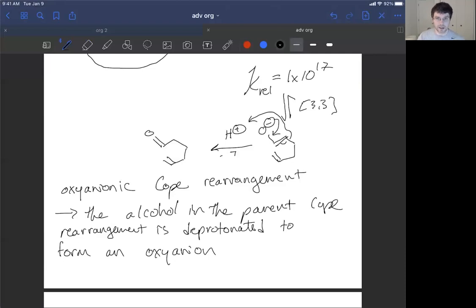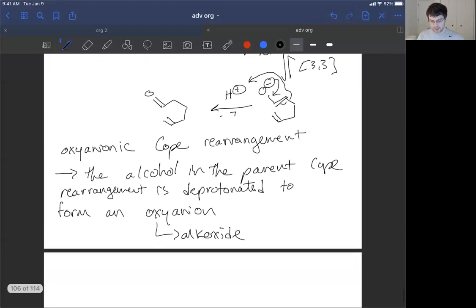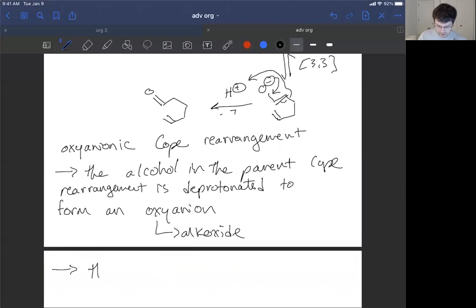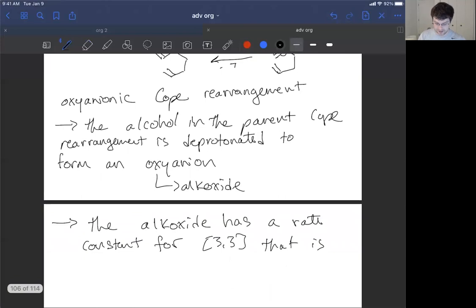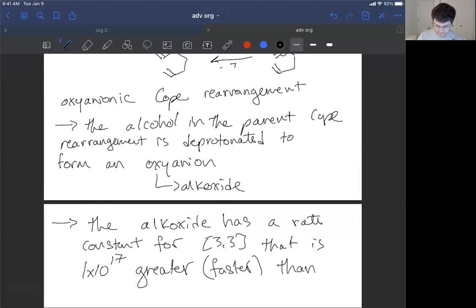Just an alkoxide is all that is. But it turns out that the alkoxide has a rate constant for the 3,3 sigmatropic rearrangement that is 1 times 10 to the 17th greater, and by greater I mean faster, than the parent reaction.